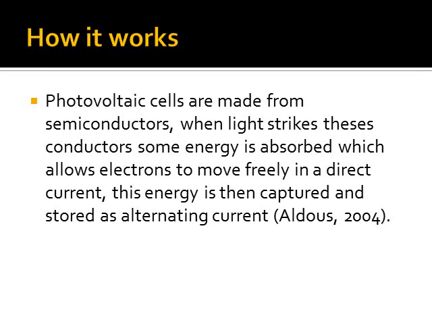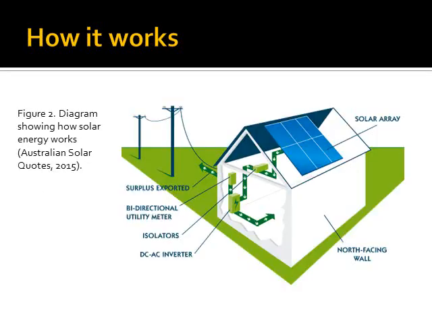How it works. Light hits these photovoltaic cells, which are made up of semiconductors. In today's society, these semiconductors are made of silicon. When the light strikes these semiconductors, energy is absorbed, which allows electrons to move freely. These freely moving electrons create direct current. The system then converts this direct current into alternating current, which is used to power modern-day electronics.